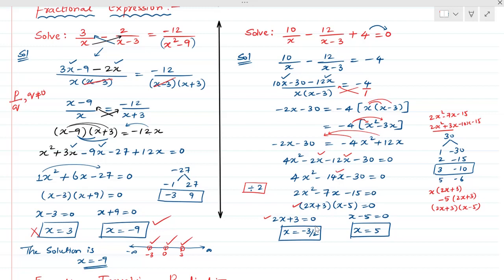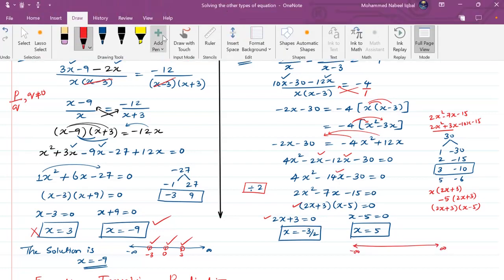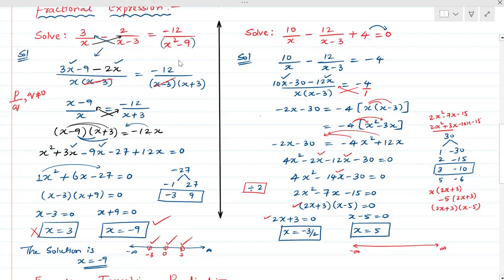The domain for this problem is minus infinity to plus infinity. It will take all the values except x equal to 0. It will not take x equals 0 value and it will not take x equal 3 value. If you substitute these two values, it becomes undefined. That's why it is not in the domain. Therefore, you will not get the solution.